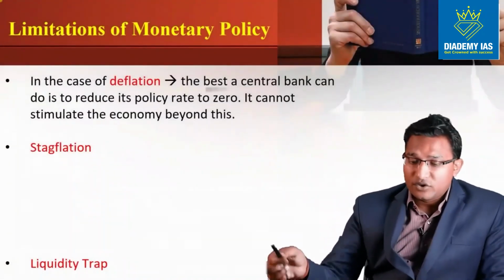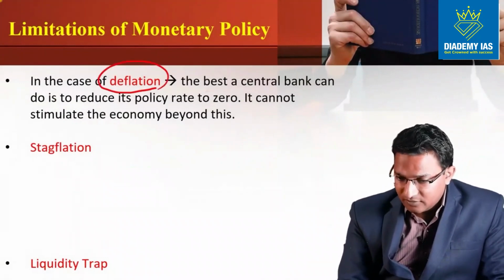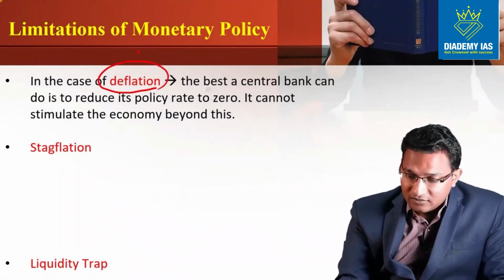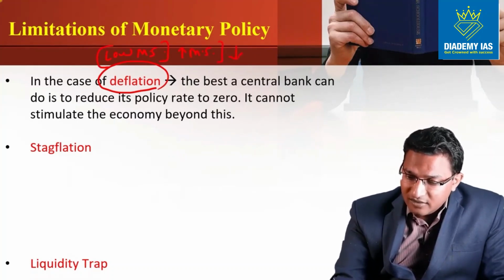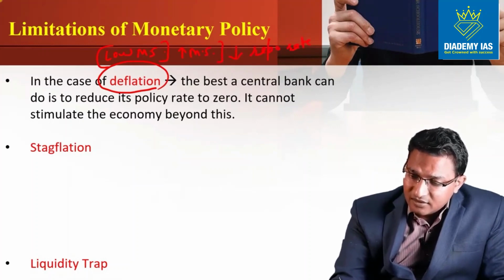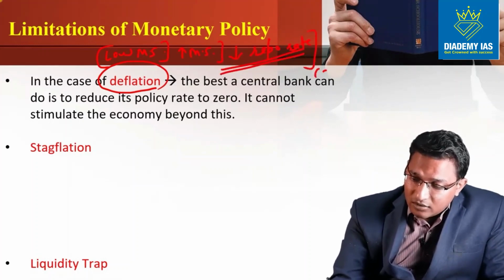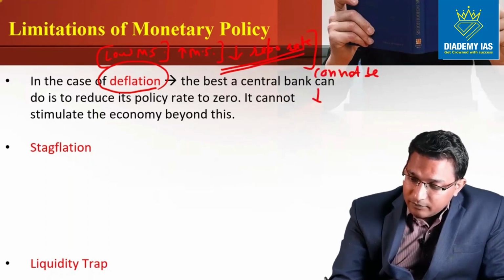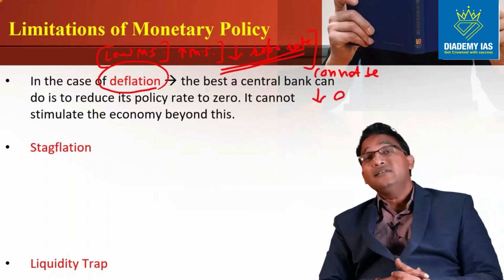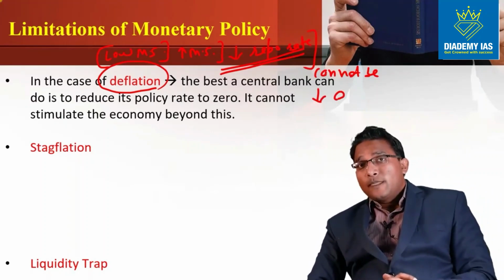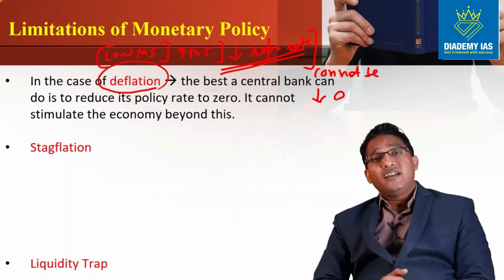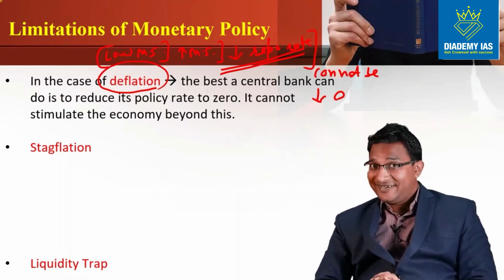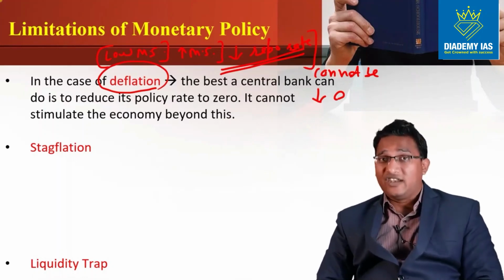What are the other limitations of the monetary policy? In case of deflation, when there is low money supply, the RBI will increase the money supply. How will it increase? By reducing the repo rate. But in any case, this repo rate cannot be below zero. It cannot be less than 0. So there can be a situation where even if the repo rate is 0, this deflation condition is still not going away. So here the monetary policy becomes ineffective.